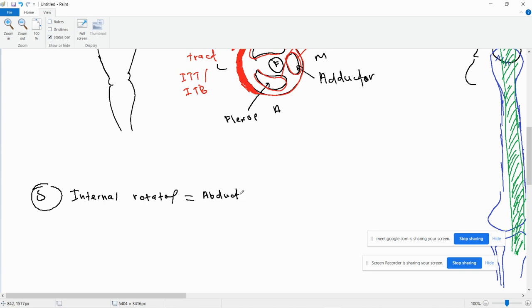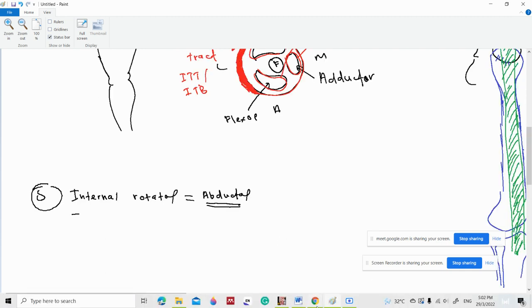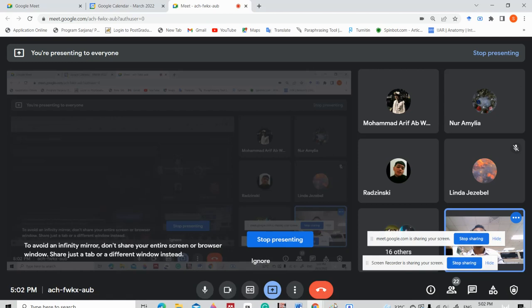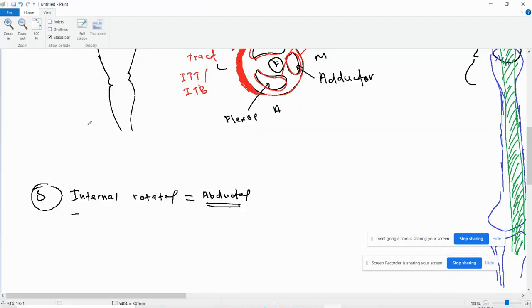Abductor also. Any muscle which has the capability to perform abduction, that muscle can also perform internal rotation. Meaning that, what are the muscles responsible for hip abductor? What is the muscle which is responsible for hip abduction? Yes, class? Gluteus medius. All right, very good. The first one is gluteus medius. What else?